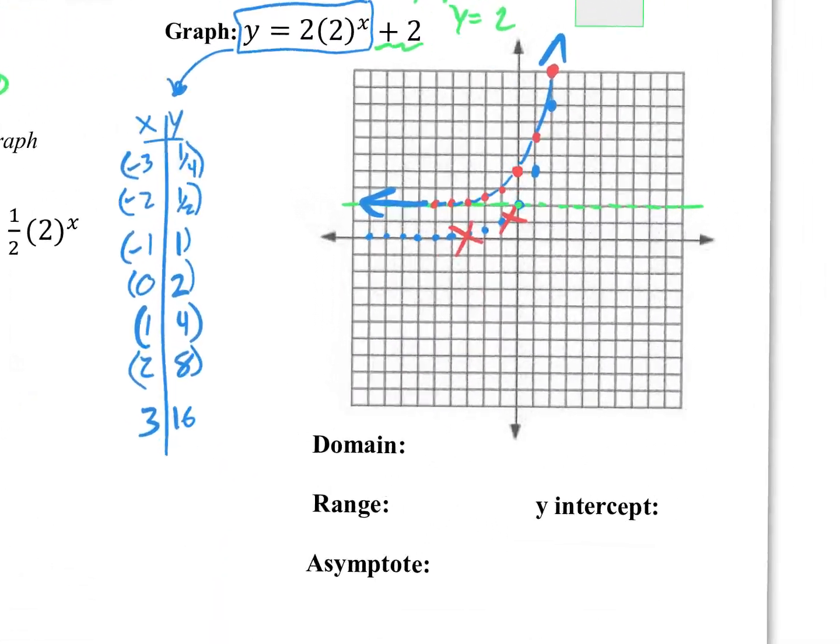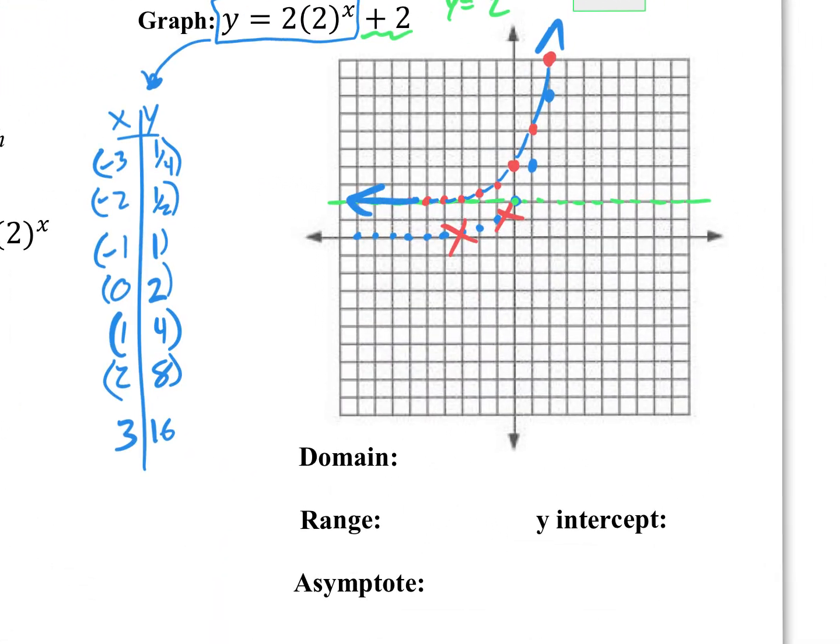Down here, what's the domain? If you haven't figured it out, the domain is always going to be x equals all real numbers. It doesn't matter if it's a growth function, decay function, if it's opening up or down, it's always going to be x equals all real numbers. How about the range? What's the range here? Y is what? Is it above or below the k value, the asymptote? Y is what?